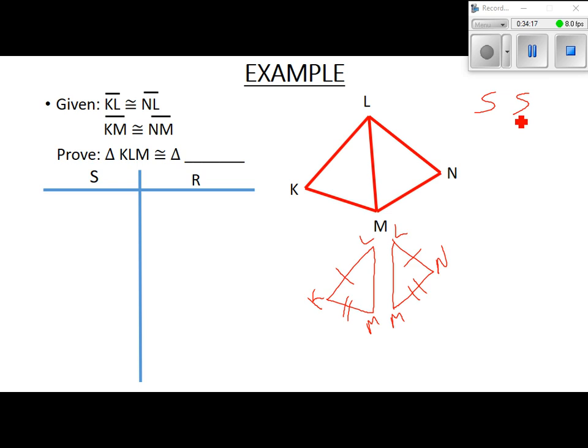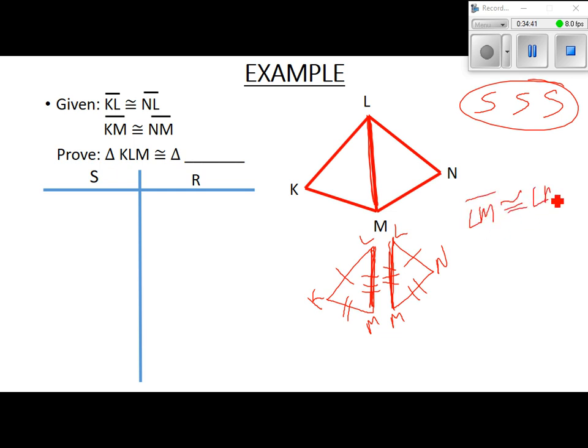Anything equals itself. Anything equals itself. What do you know about segment LM in this triangle and segment LM in this triangle? It's the exact same thing. Anything equals itself. So that's another pair of sides. Do we now have enough to say the 2 triangles are congruent? Yes. And somewhere in our 2-column proof, we're going to put segment LM is congruent to segment LM, and that's because anything equals itself.